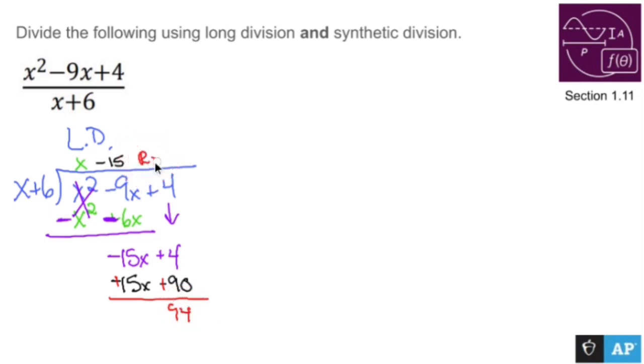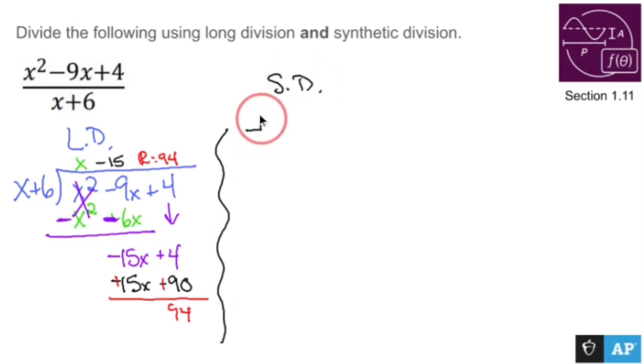Now, I will write out now that this is a remainder of 94, and in a minute I'll explain what that means, but we're not there quite yet. Let's do synthetic division. A lot of people prefer synthetic division because it's faster. So synthetic division is going to look a little something like this.